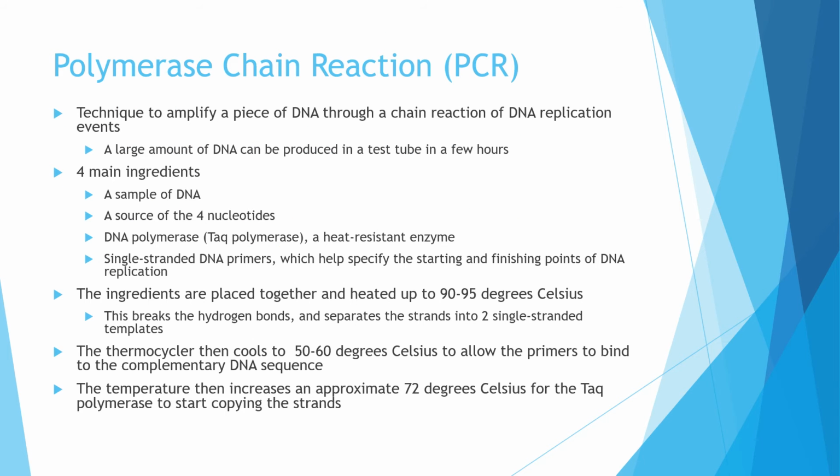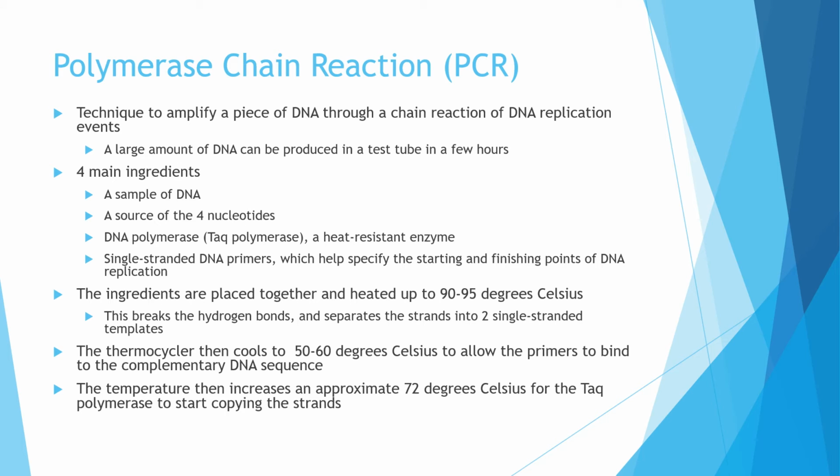Now, a bit of a refresher. Polymerase chain reaction, or PCR for short, is a technique that amplifies a piece of DNA using a chain reaction of DNA replication events. As a result, a large amount of DNA can be produced in a test tube in a few hours. There are 4 main ingredients that are required: a sample of DNA, a source of 4 nucleotides, the Taq polymerase, which is the heat-resistant enzyme that is used in PCR, as well as single-stranded DNA primers, which help specify the starting points of DNA replication.